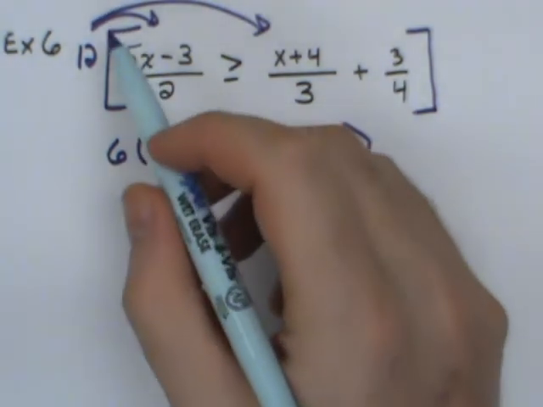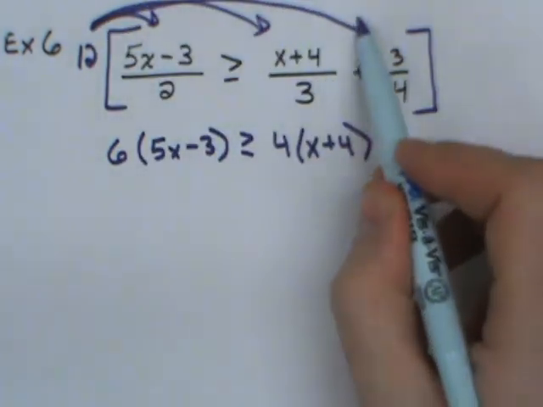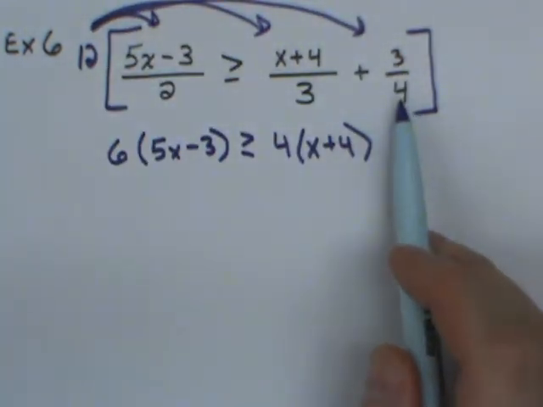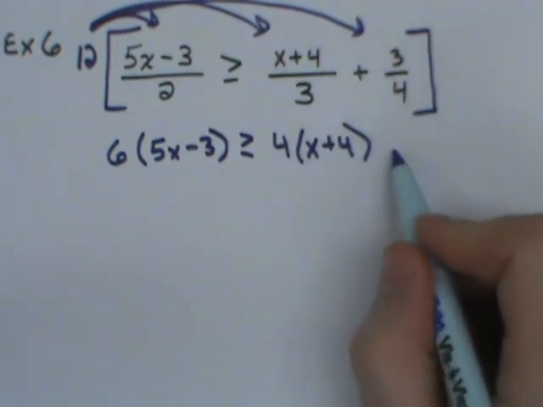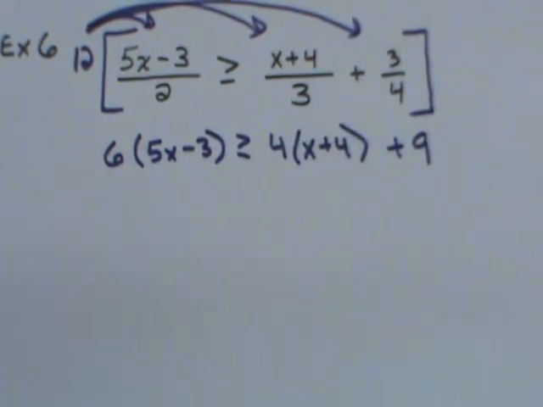And of course, our last distribution, 12 times 3/4. We'll go 12 divided by 4 is 3. And I think we can go ahead and do this multiplication. 3 times 3 is 9. Much simpler problem to solve. We'll go ahead and distribute.